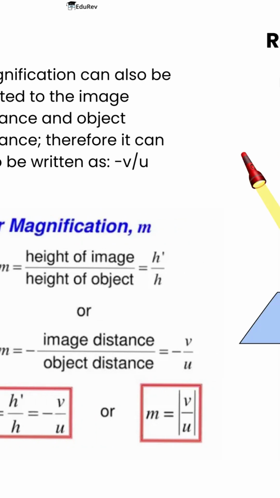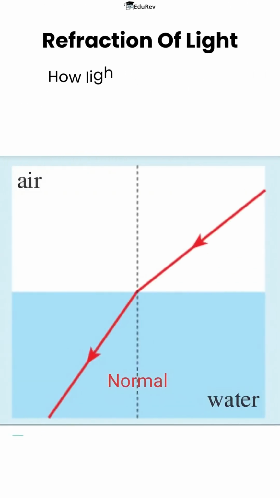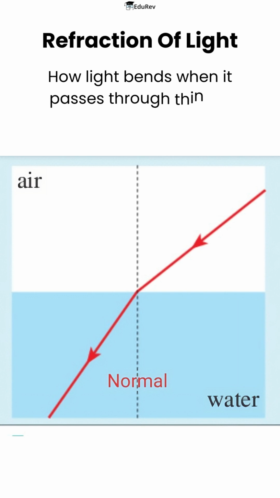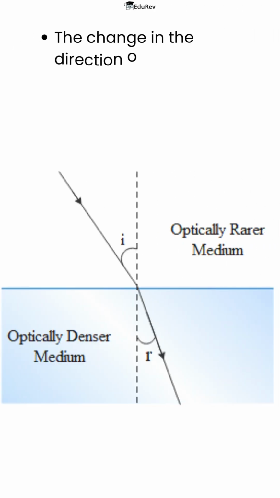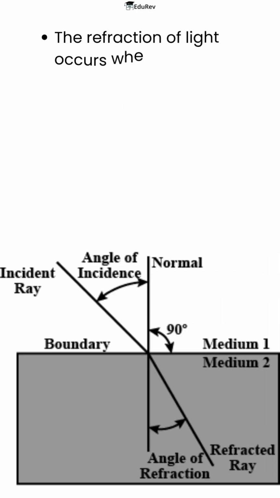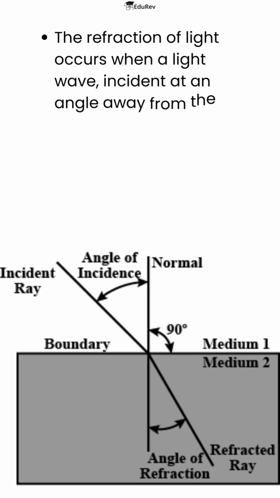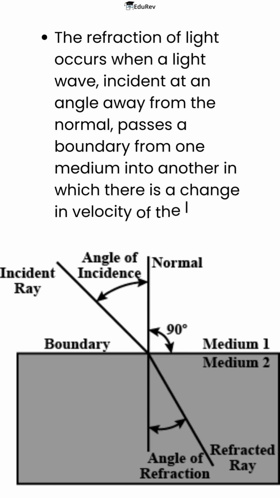So, till now, we have covered reflection of light, which is how light bounces off surfaces. Now, let's learn about refraction of light, or how light bends when it passes through things. What is refraction of light? The change in the direction of a wave when it passes from one medium to another is known as refraction. The refraction of light occurs when a light wave, incident at an angle away from the normal, passes a boundary from one medium into another in which there is a change in velocity of the light.